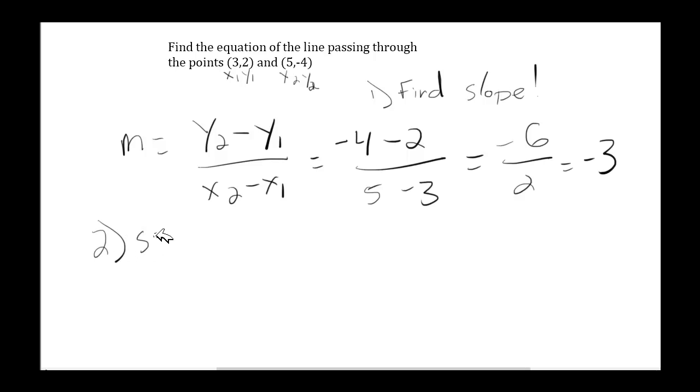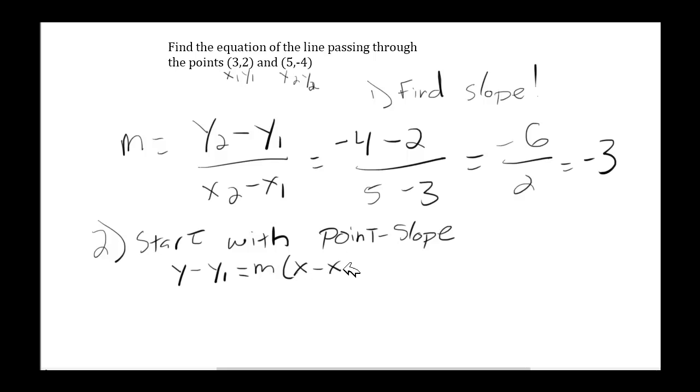Now we're going to start with point slope, and then we're going to work from there. So let's see, point slope. That's y minus y1 equals the slope, parenthesis x minus x1. So I've got everything I need. I've got the slope, and I've got a couple points. It doesn't matter which one you use, but you got to pick one. So I'm going to pick the easier looking point, which is that one.